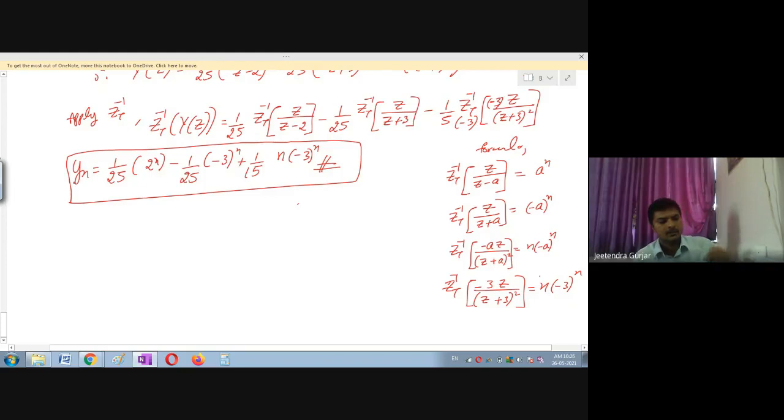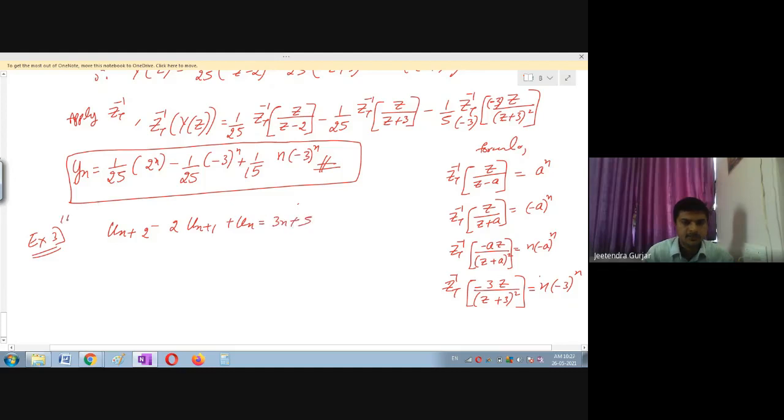Yes, students. Will you try for the next example? You can take one homework and try if possible. You please try this example so that it will be practice. So please take this as homework, student, and try.